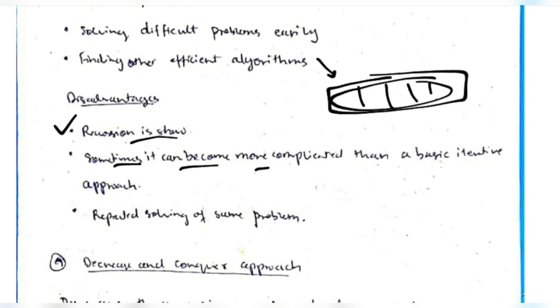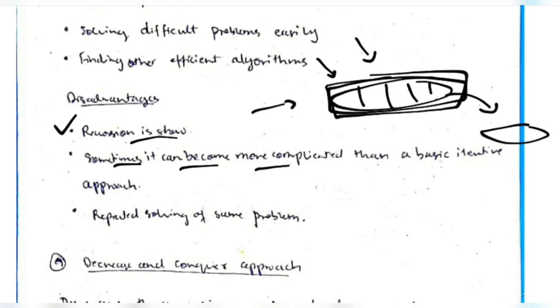An example can be finding the factorial. If you use an iterative approach, it will take much less time than if you take a recursive approach. Fibonacci series is also an example. And the third one is repeated solving of the same problem.